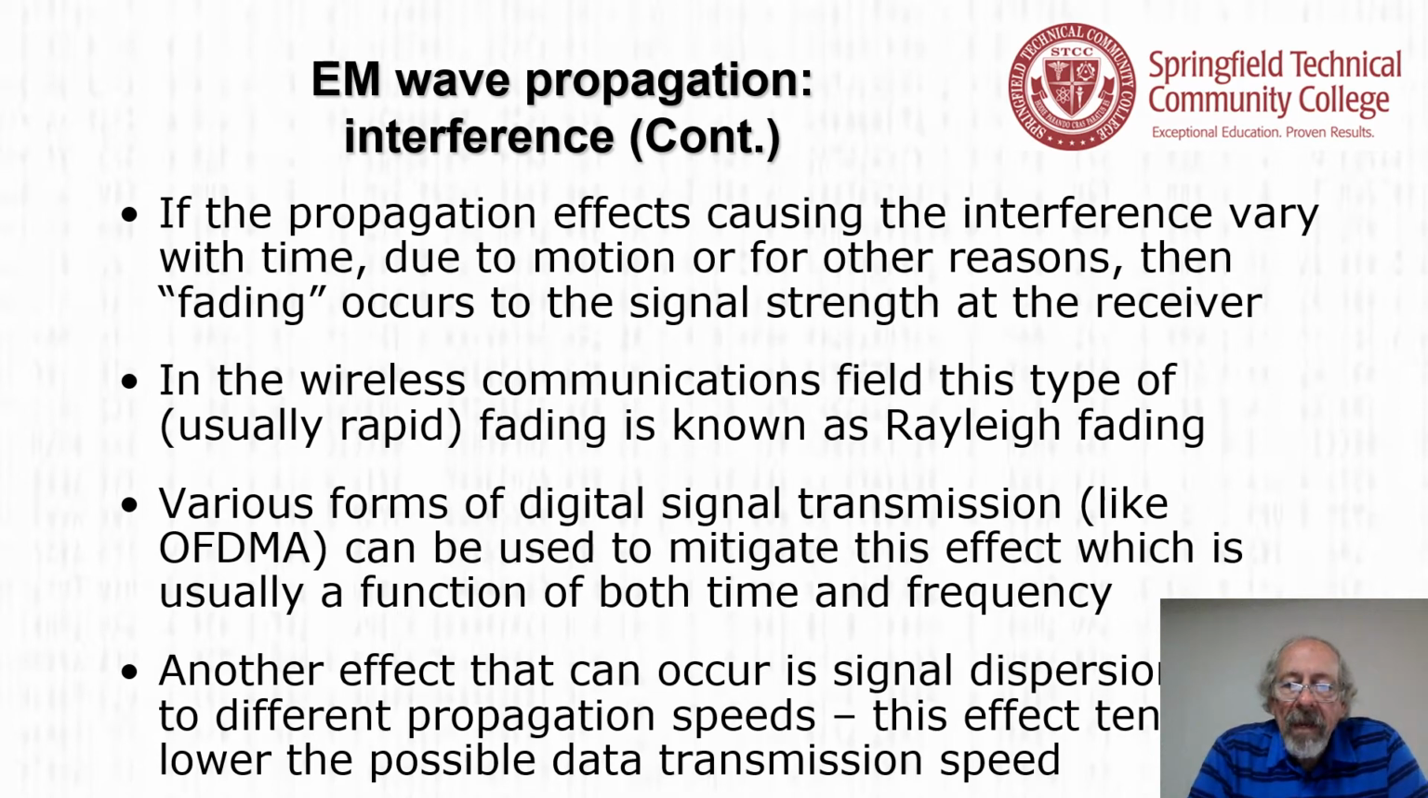In the wireless communications field, this type of usually rapid fading is known as Rayleigh fading. Various forms of digital signal transmission like OFDMA can be used to mitigate this effect, which is usually a function of both time and frequency. Another effect that can occur is signal dispersion due to different propagation speeds. This effect tends to lower the possible data transmission speed.